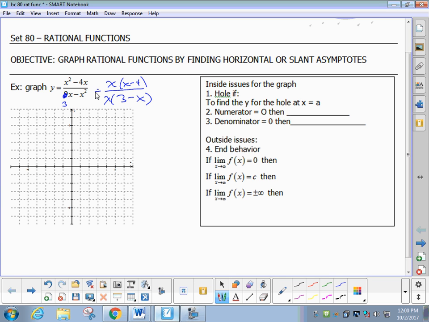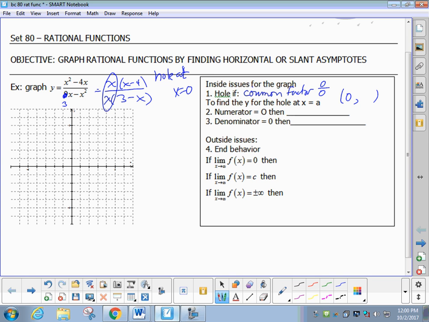All right. How do you know if there's a hole in it? There's a common factor, resulting in 0 over 0. That's a hole. In this case, we have a common factor, so you know that the x is at 0. I think you'll agree that there's a hole at x equals 0.